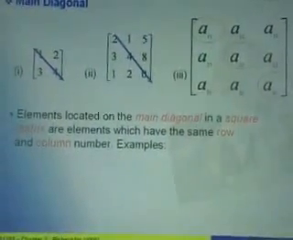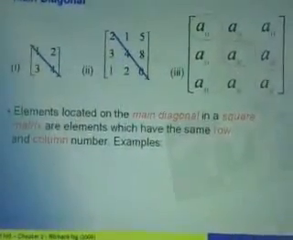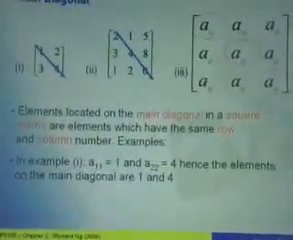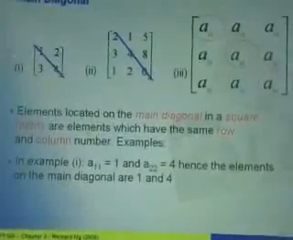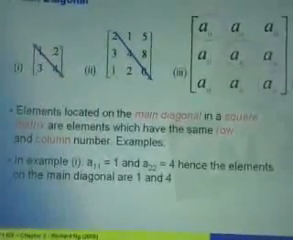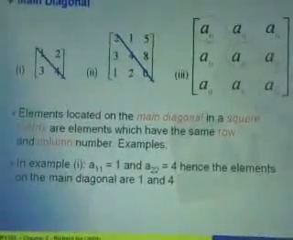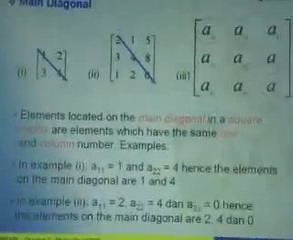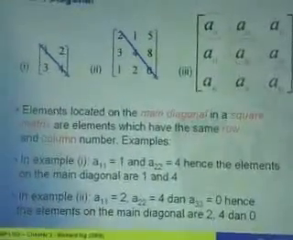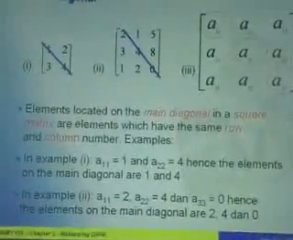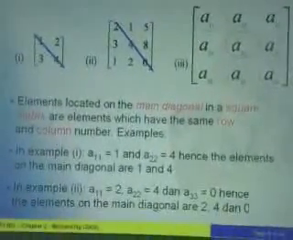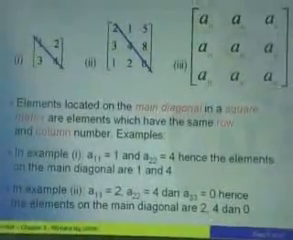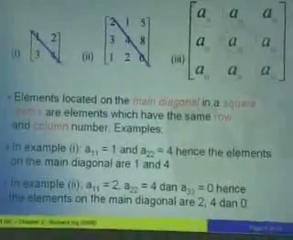Elements located on the main diagonal in a square matrix are elements which have the same row and column. For example, in example 1 just now, A11 is 1 and the element A22 is 4. Hence, the elements on the main diagonal are 1 and 4. In example 2, A11 equals 2 and A22 equals 4. Alright, and A33 equals 0. Hence, the elements on the main diagonal are 2, 4 and 0.